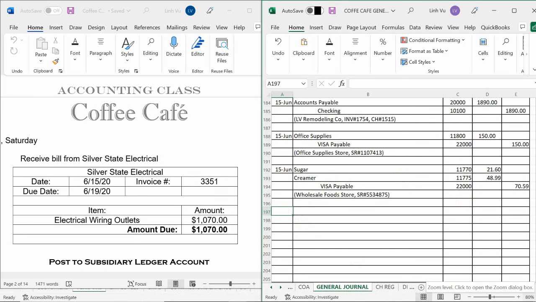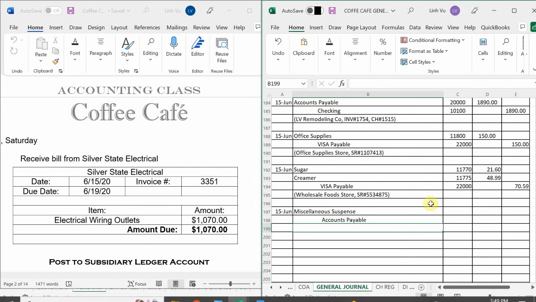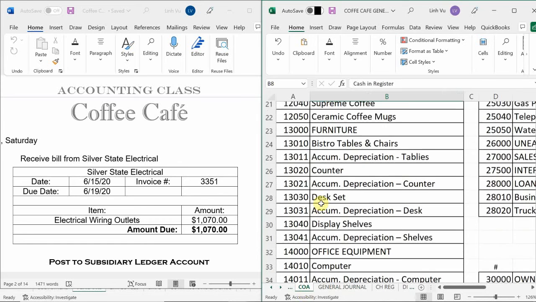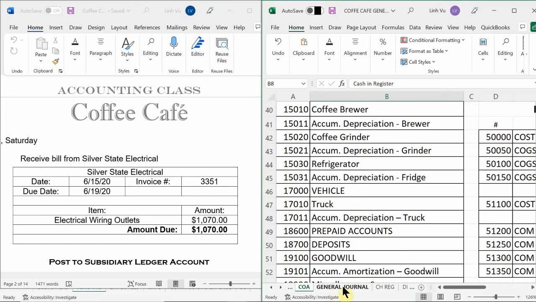Okay, and how am I going to pay for it? It's on account. Okay, so miscellaneous suspense. And you said we are paying this on an account. What account? What are the account numbers? Oh, well, I don't have my COA out. It's 19990.